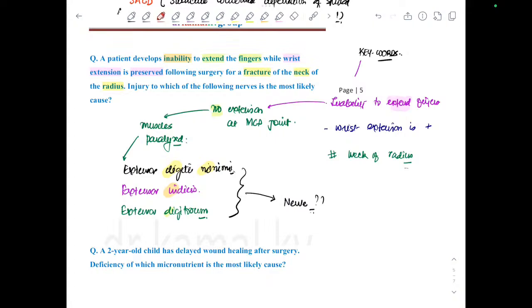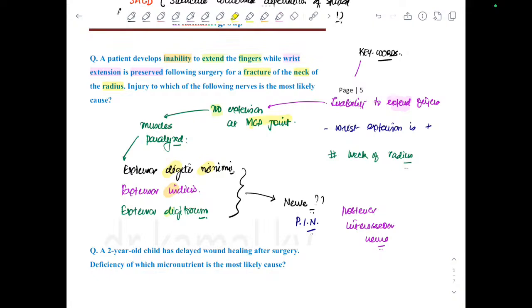Now what is the nerve supply of these three muscles? Extensor digiti minimi, extensor indicis, extensor digitorum. The nerve supply to these three muscles is PIN. And PIN stands for posterior interosseous nerve.